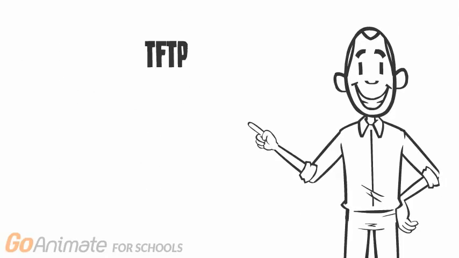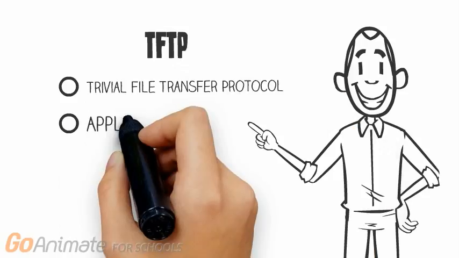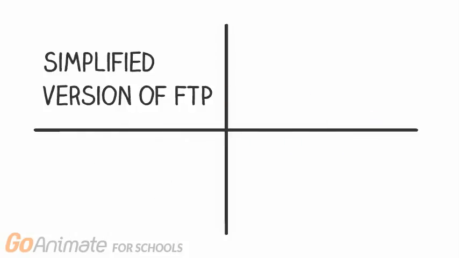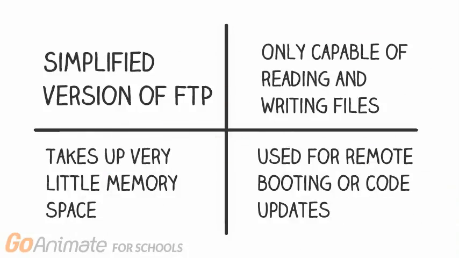Next, we have TFTP, or Trivial File Transfer Protocol. It runs on the application layer and runs on port 69. TFTP's RFC number is 1350. TFTP is a simplified version of FTP. While FTP is capable of deleting files as well as renaming them, TFTP is not. It is only capable of reading and writing files. However, because it is so simple, TFTP takes up very little memory space.